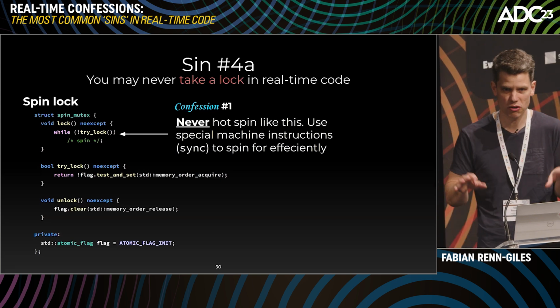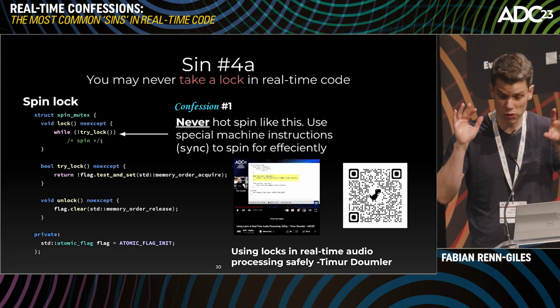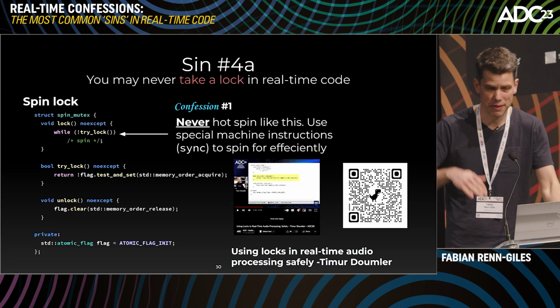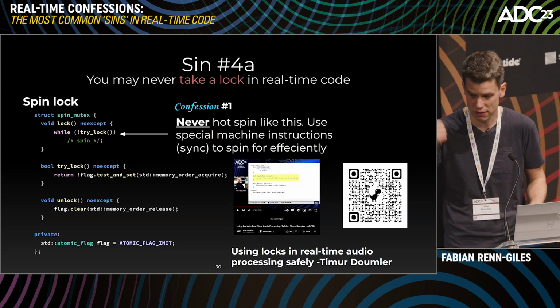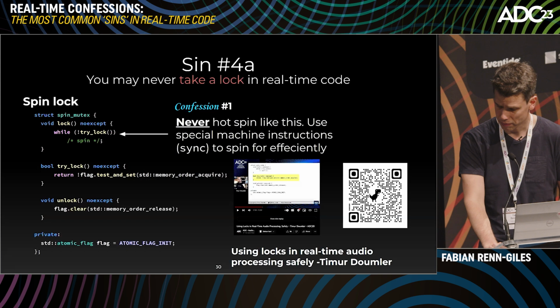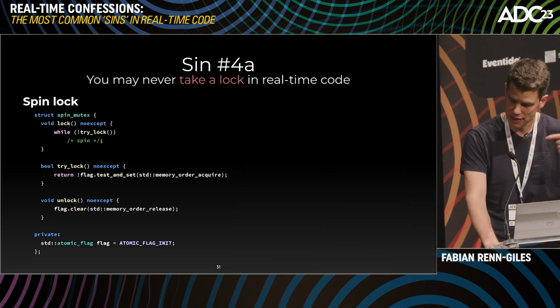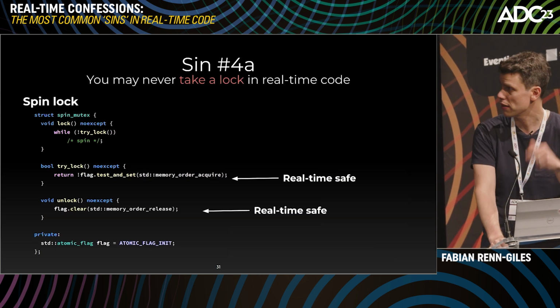There are special machine instructions just for spinning. And Timur gave a really, really good talk just on this subject, which I highly recommend as well, with different ways to back off if you're on the message thread, if you're on the real-time thread, et cetera. This is a really, really good talk. But back to the topic at hand. Is a spin lock real-time safe? Well, if we just look at the easy parts, try lock and unlock, those are obviously real-time safe, right? Just a compare exchange and a clear.